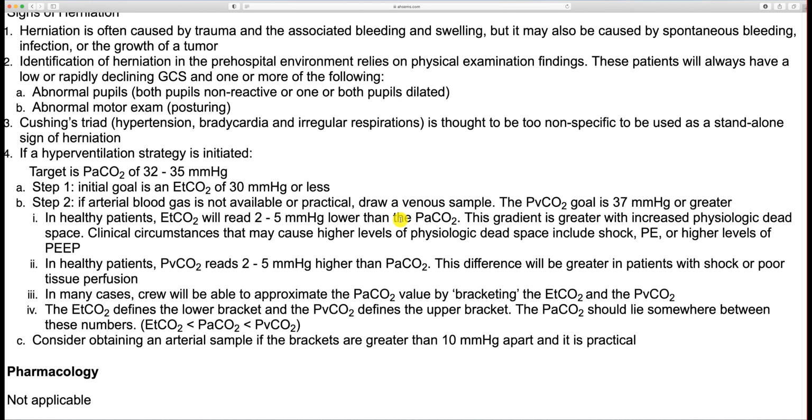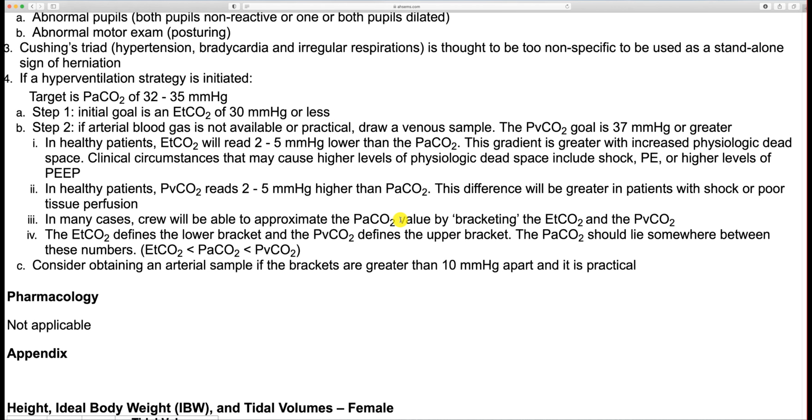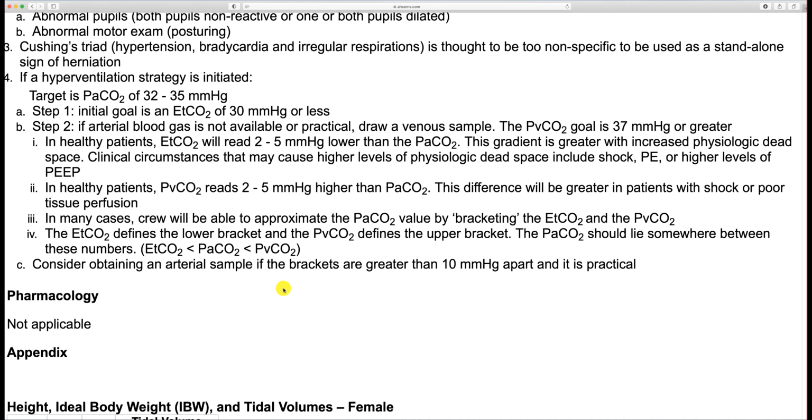So let's go back to the algorithm. Oh, one more thing we've mentioned here. If the brackets are wide, so if you meet these parameters, let's talk about the herniating patient. If you've got an end tidal that's 29 and you do your venous and the patient's really sick and in shock and the venous is 80, well, the algorithm would tell you to not change ventilation, and that's appropriate. But you have no idea.